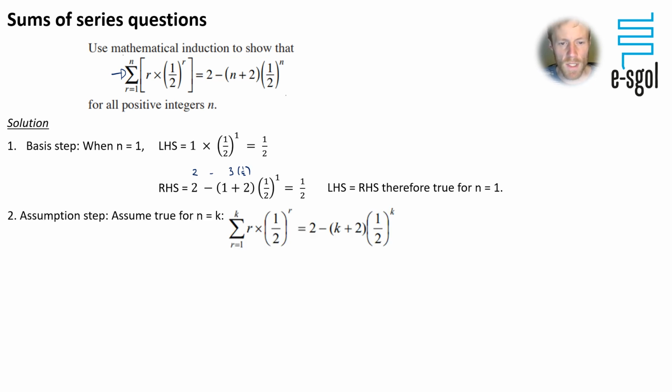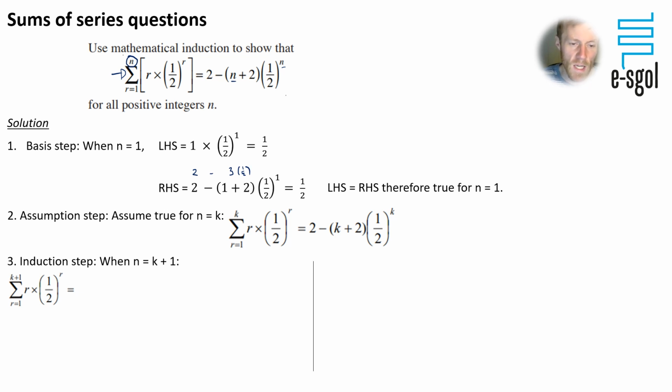For the assumption step, I'm looking at my expression, and I'm basically saying I want to change all of the n's for the letter k, because ultimately I want to replace all of them for k plus 1 in the induction step. So that's what we've gone ahead and done. And then we're on to the induction step, where it starts to get a bit trickier.